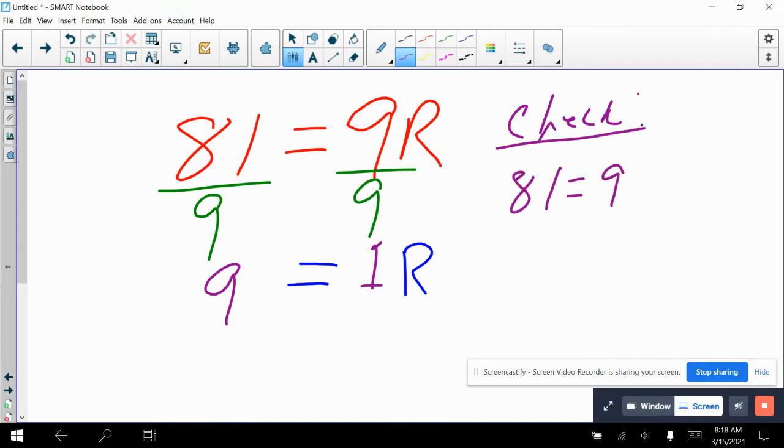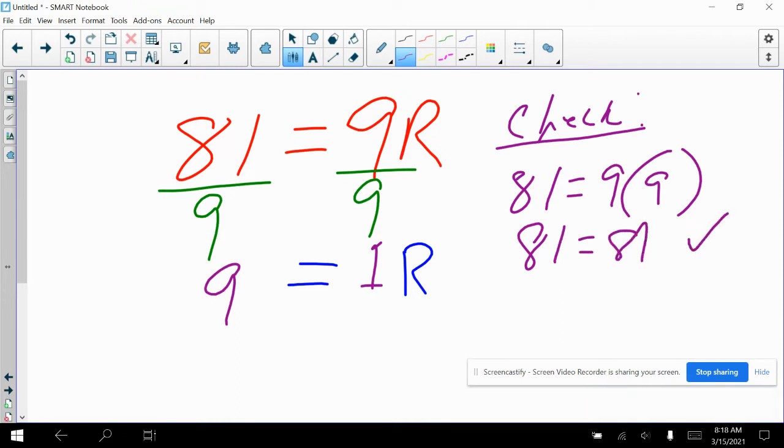81 is equal to 9 times 9. We plug in our solution. 81 is equal to 81. And we know we did it right because our scale is balanced. Right? Multiplication, pretty simple.